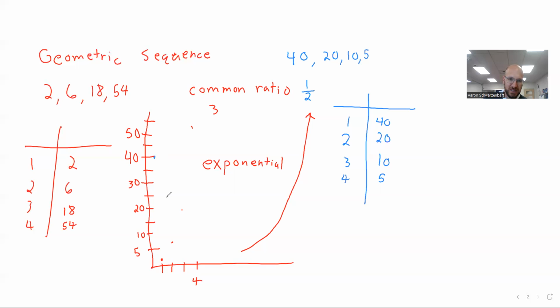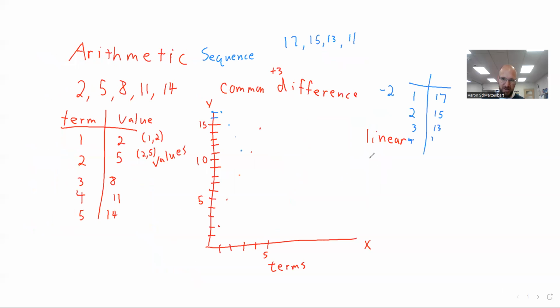This is still exponential, although this is a going down exponential, or what you're going to learn to eventually call exponential decay. Okay, still exponential. Geometric sequences are always part of the exponential family. Arithmetic ones are always part of the linear family of functions.